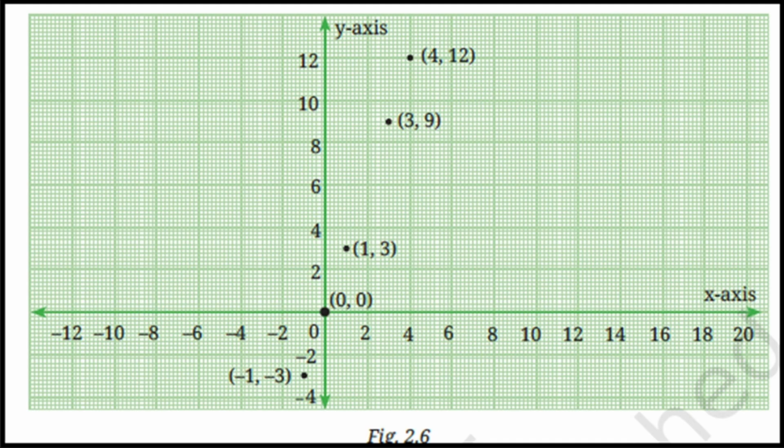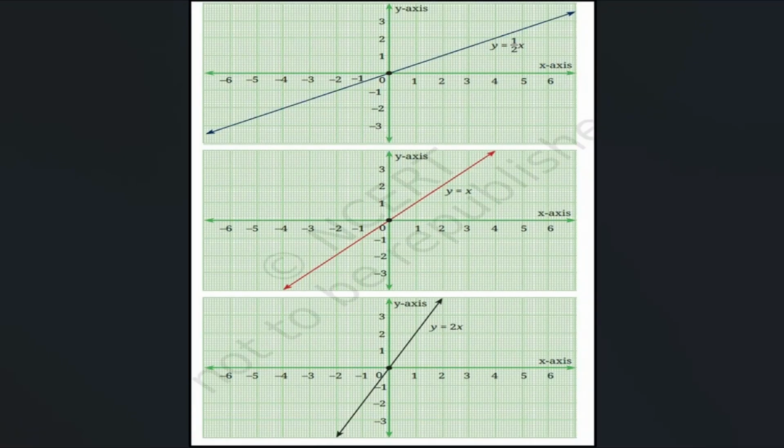Now proceeding with the other examples of the same, if you look at these three lines, they are also of the form y is equal to kx, and k is half here, k is 1 here, k is 2 here. That means the value of k increases. As the value of k increases, the steepness of the line increases. So this is steeper than this, and this is much steeper than the previous two.